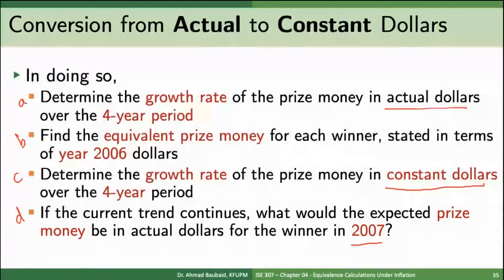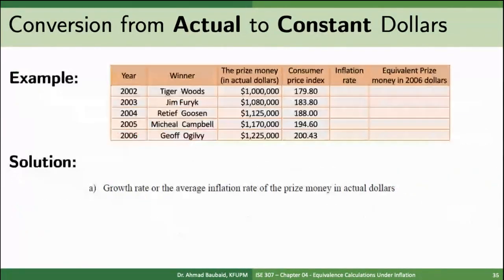So now let's see how we do this one part at a time. The first part is I need to find the growth rate, which is also known as the average inflation rate. You should just know this: growth rate is the same as the average inflation rate, especially if we're dealing with actual dollars. So I need to find the average inflation rate of the prize money in actual dollars.